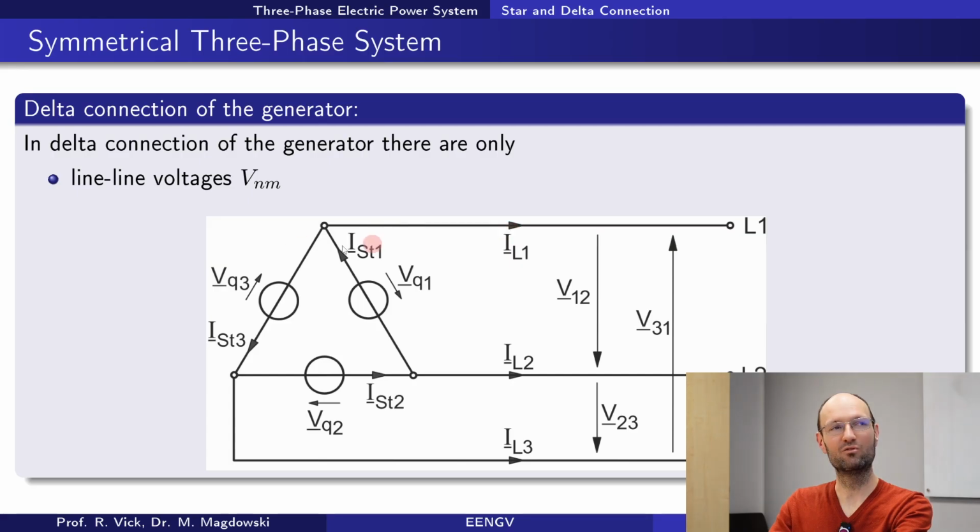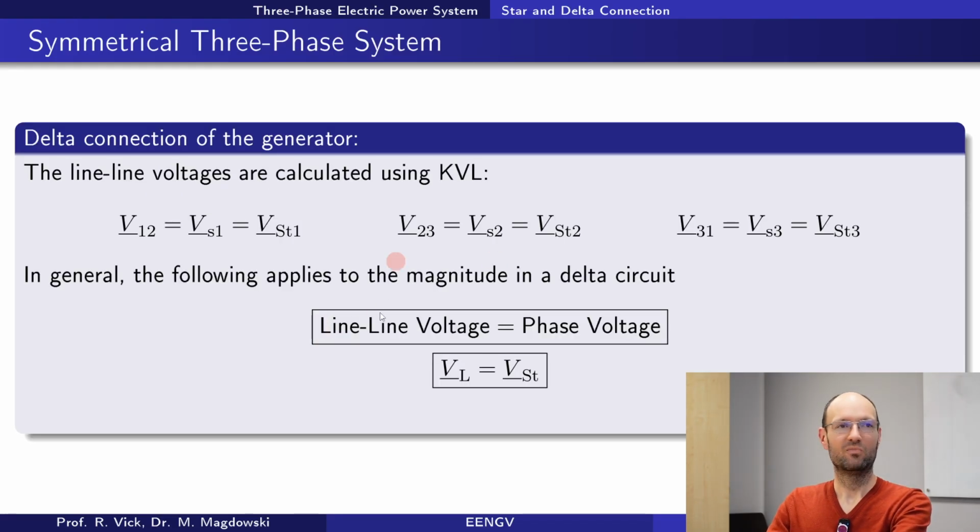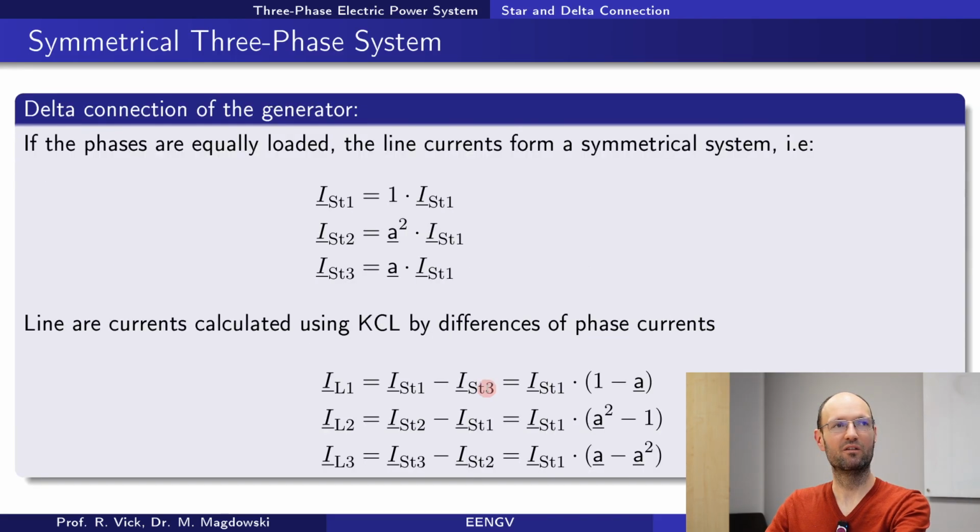Or that one line current somehow splits up into two phase currents here. So if we just take a look quickly at the voltages, as discussed, the voltages are equal. And so now if we check the currents, we would say, okay, in each phase of our conductor, we have the same current, just rotated by our rotation operator.